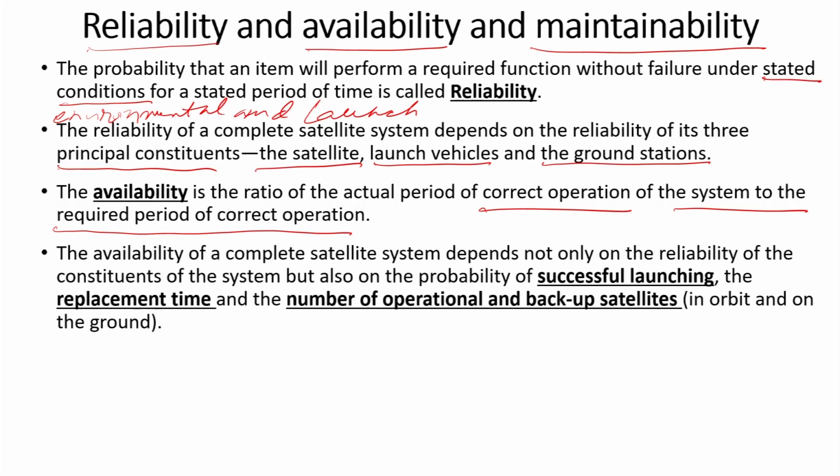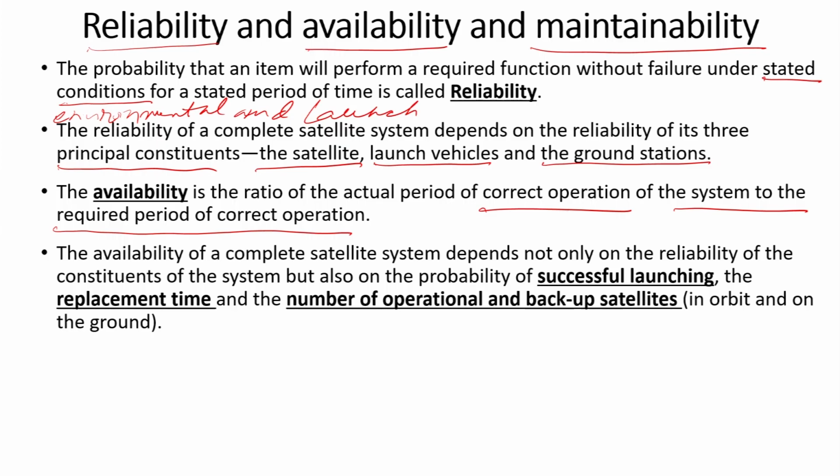Now, let us see what factors the availability depends on. The availability of a complete satellite system depends not only on the reliability of the constituent systems, but also on the probability of successful launching. For example, if you consider a navigational satellite, we need a constellation of satellites. If there is a launching failure, there will be some shortage of satellites in the constellation. So, the availability depends on the serviceability, and on successful satellite launching.